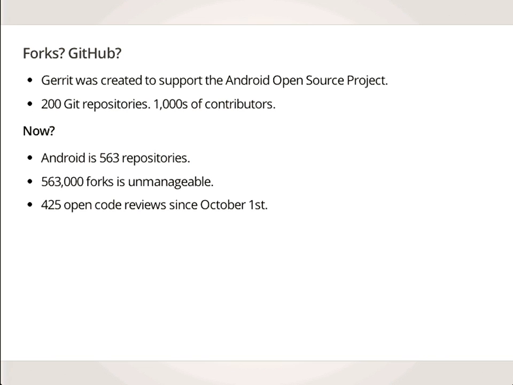So right now today, Android has about 425 open code reviews that have been touched since October 1st. So there's a lot of code reviews that are still in process within the last 30 days that are being worked on. And these are spread all over these 563 repositories. It's very important that there's one unified view of what the project is trying to do that anybody can come look at.